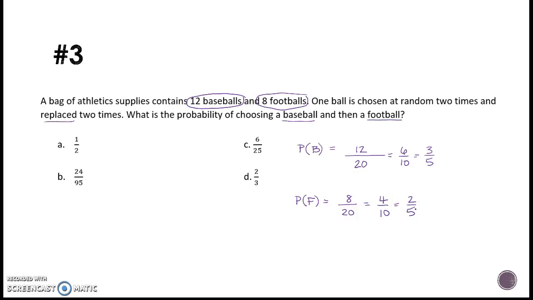So if they want the probability of one thing and then another, think about it. Is this a simple event or a compound event? Compound, so you need to do what with the 2 probabilities? You need to multiply them, okay? So go ahead and do that on your own.